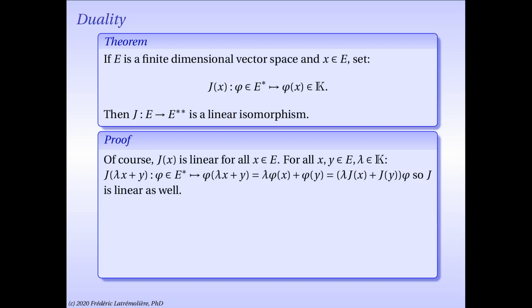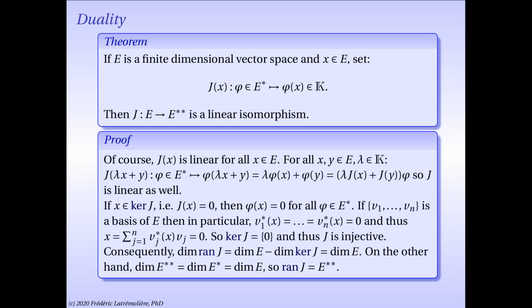But since phi is linear, phi of lambda x plus y equals lambda phi of x plus phi of y. And then phi of x, if you look, is by definition J of x applied to phi, whereas phi of y is by definition J of y applied to phi. So we can factor, and we get that J at lambda x plus y is equal to the function lambda J of x plus J of y. So J is linear as well.